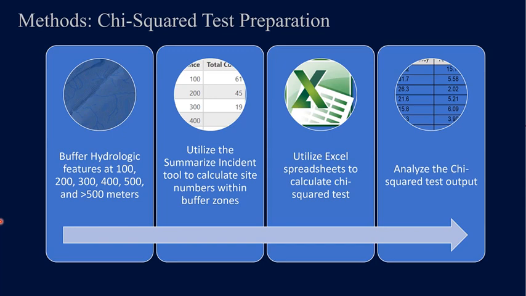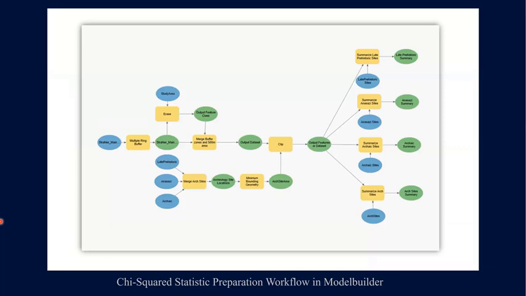This output was then taken into Excel to calculate the chi-square test, and the output from the calculations was then analyzed. This is the preparation workflow as shown in Model Builder for the chi-squared test. The 4 outputs shown on the right side were then taken into Excel to calculate the chi-squared test.